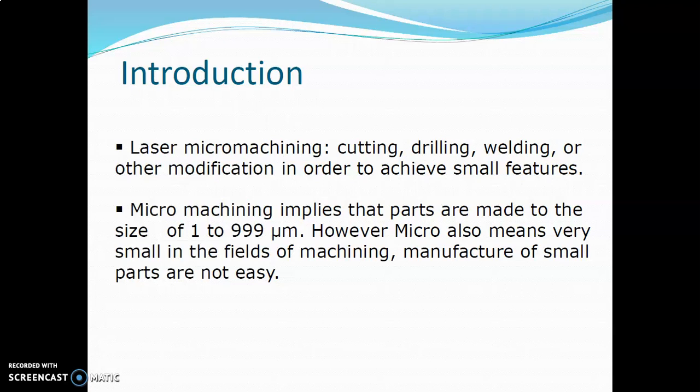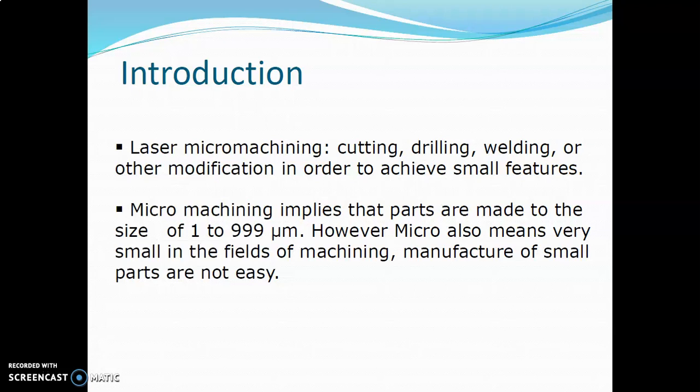Micro machining implies that parts are made to a size of 1 to 999 microns. So you can see this is the difference between normal machining and micro machining. In micro machining, we are creating or machining a component which has a dimension in microns.